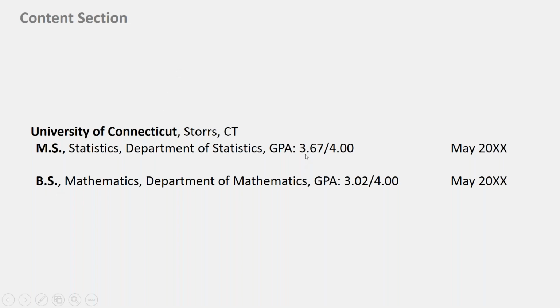You'll see in this example that GPAs are listed, and they're always listed out of the whole. So if this individual put a 3.6, they would put a 4.0 in their notation of their GPA. In this case, they put a 3.67, so you'll see that the notation is out of a 4.00.